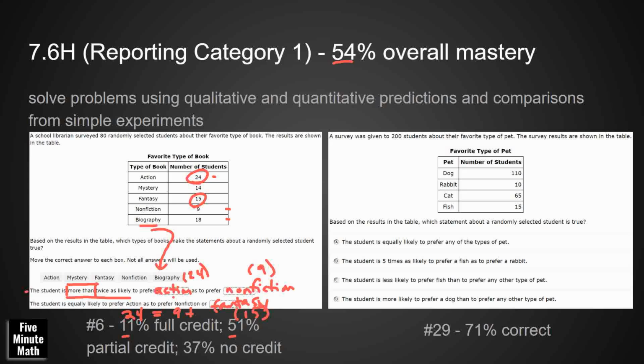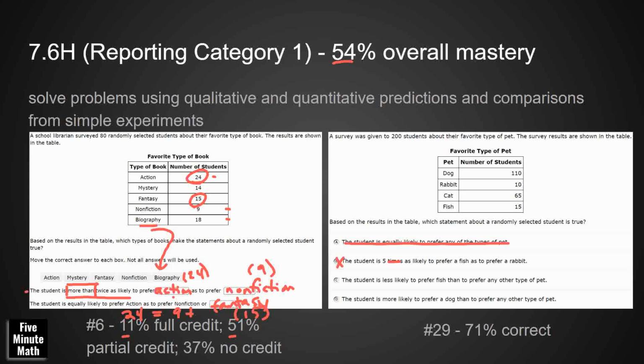For 29, a little bit more straightforward. So 200 students, and we've got a lot of them choosing dog, with rabbit, cat, and fish coming after that. Student equally likely to prefer any of the types of pet? No. Dog is the most popular. 5 times as likely to prefer a fish as to prefer a rabbit? No. 5 more, right? But not 5 times as many for fish than rabbit. It's 5 more. That "times" is throwing them off.